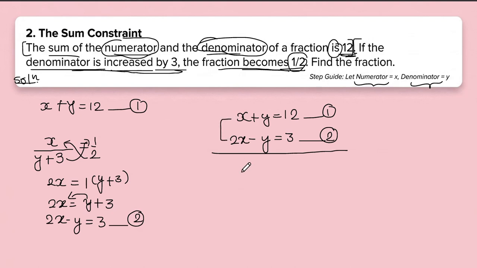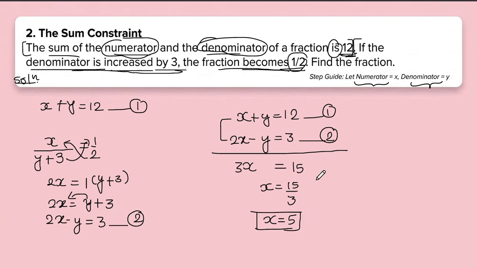So x plus 2x, which is 3x, plus y minus y will get cancelled, so is equal to 12 plus 3, which is 15. So 3x is equal to 15, that means x is equal to 15 upon 3, that is nothing but x is equal to 3 5s are 15. So we are getting x is equal to 5.